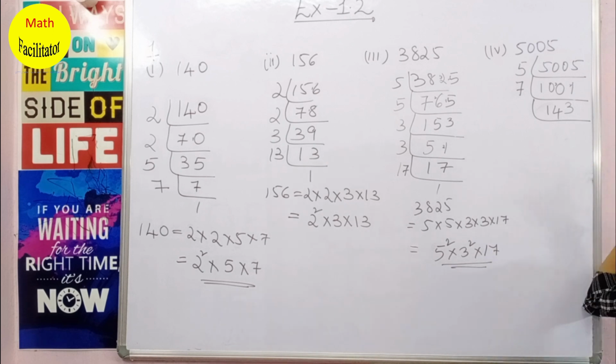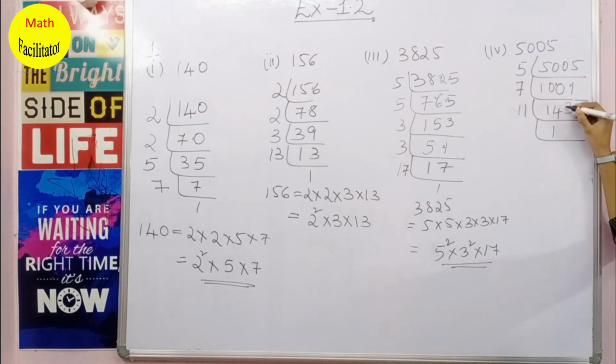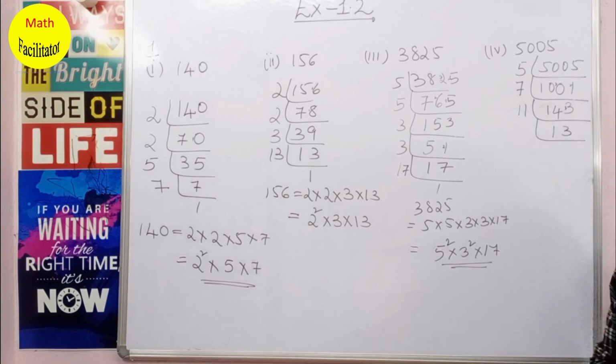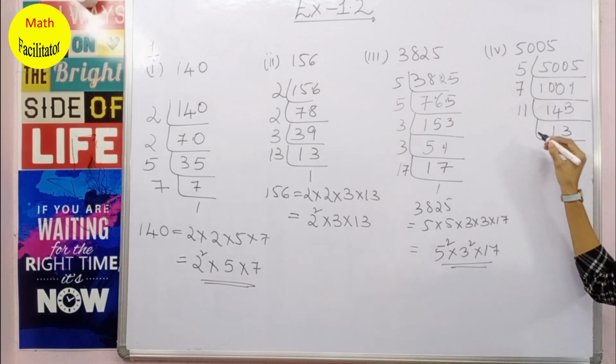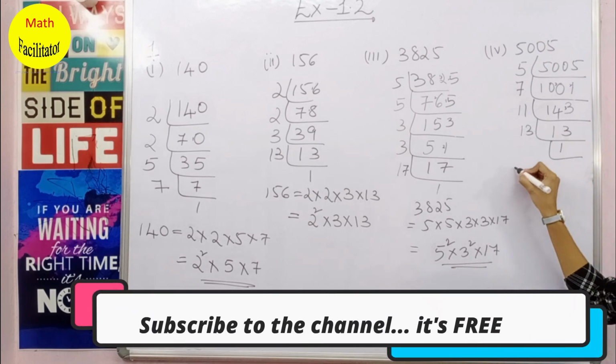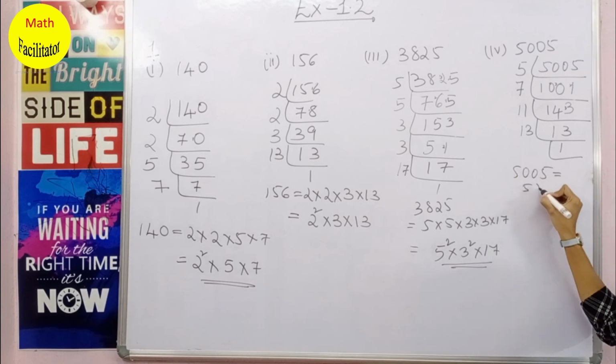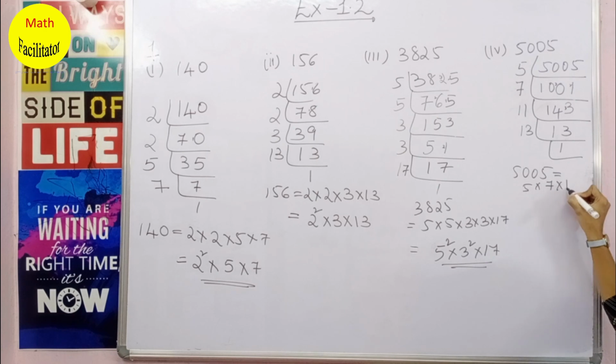Okay, you got 143. So let us try 11 table now. So 11 1s are 11, now 3 is a remainder, so this becomes 33. 11 3s are 33. Okay, now 13 is a prime number, let us take it directly. Clear? So 5005 can be written as 5 multiplied by 7 multiplied by 11 multiplied by 13.